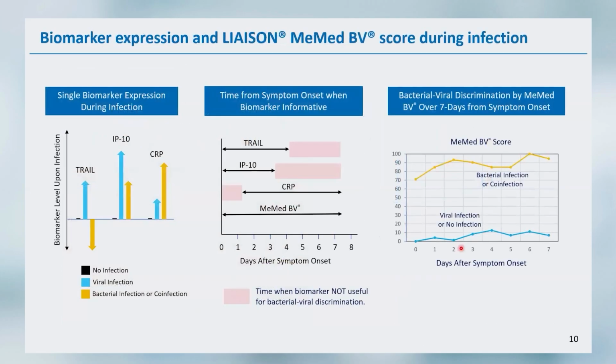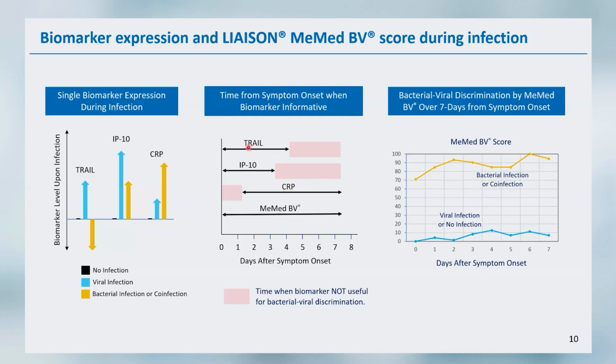What this test does is it integrates the levels of all these three in such a way that it can counteract the well-known blind spots, or times when those biomarkers are not useful for bacterial-viral discrimination, that are seen in TRAIL, IP10, and CRP. CRP is very well known to be normal during very early infection. But because the TRAIL and IP10 are abnormal in this way that we discussed in the previous slide, the test can still call a bacterial infection even very early when the CRP, the normal bacterial biomarker, is normal.